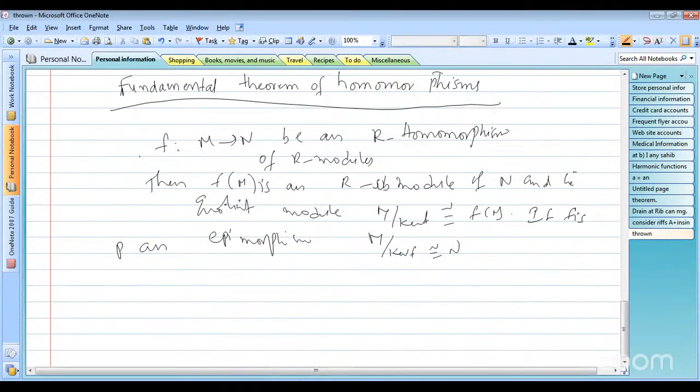So what is the proof of this condition I am taking here? So M to N is a homomorphism of R modules here. Then f of M is an R submodule we are taking here. So M by kernel f is isomorphic to f of M. So we have f of M.